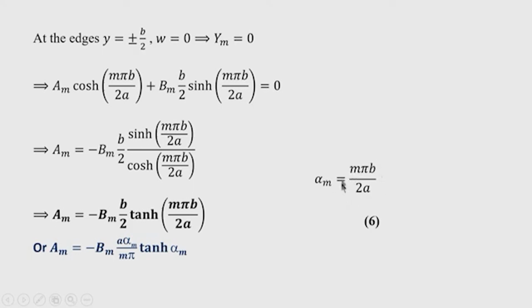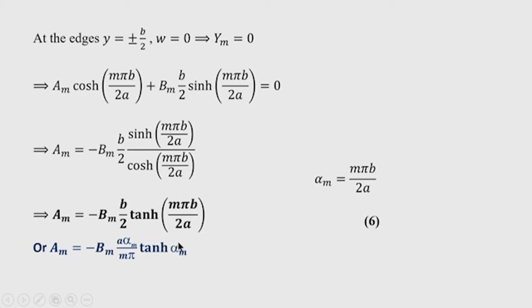So, m pi by 2 a is substituted as alpha m, and a m is written in this concise form: minus b m a alpha m divided by m pi tan hyperbolic alpha m, because from this substitution we can see b by 2 is nothing but a alpha m divided by m pi. Okay. So, this is the equation relating the two constants of integration a m and b m.